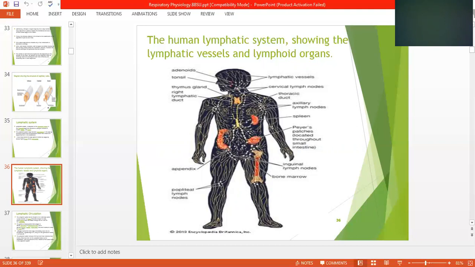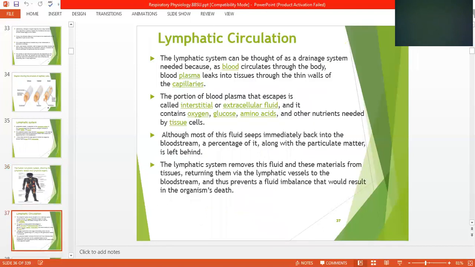The spleen is also one of the organs which has lymphatic tissue. This is a lymphatic organ. Then Peyer's patches in the intestine. Then we have the inguinal lymph nodes between the thigh and the stomach. So these are some of the lymph nodes shown over there in this figure.